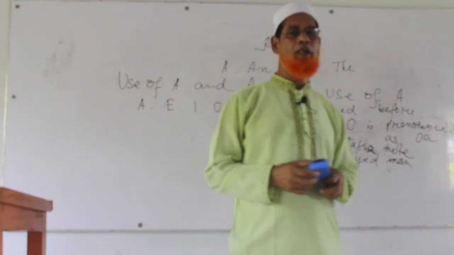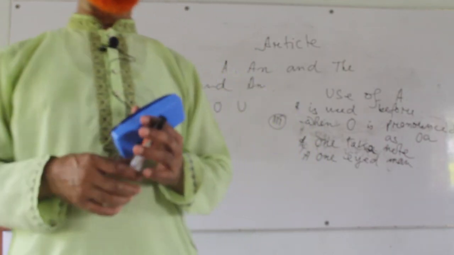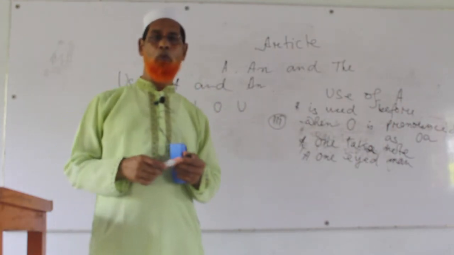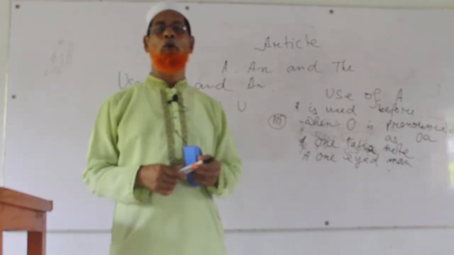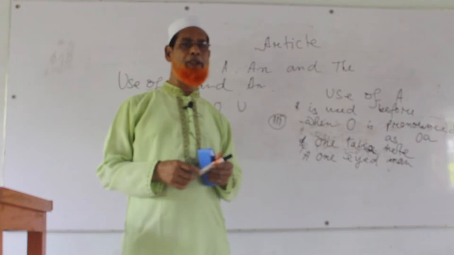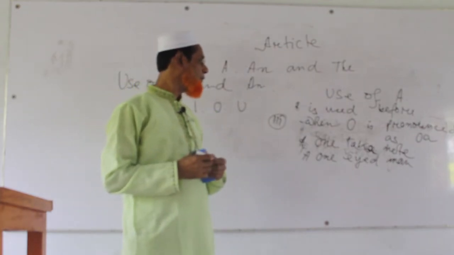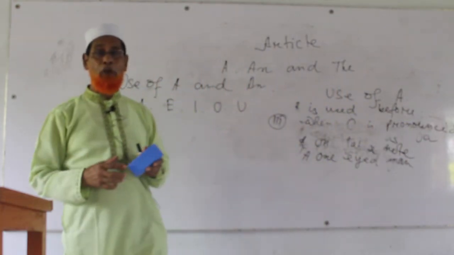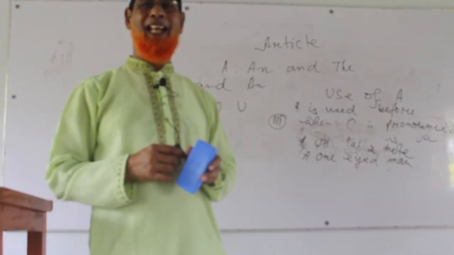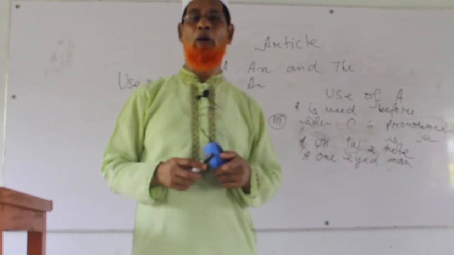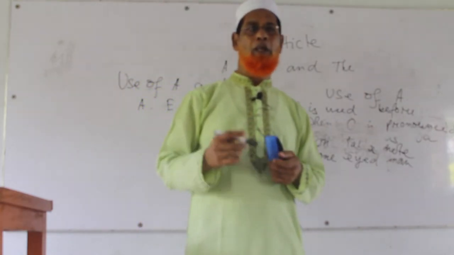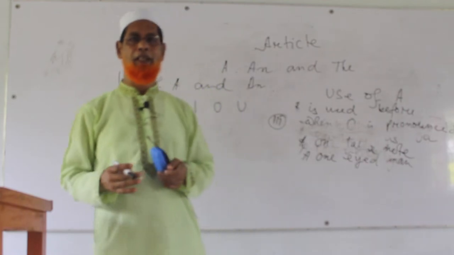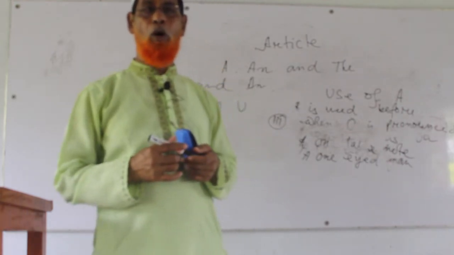Number 3, the words that start with e, u or ew, we can use a before them, as we have written a university. Here u is pronounced as y o u.